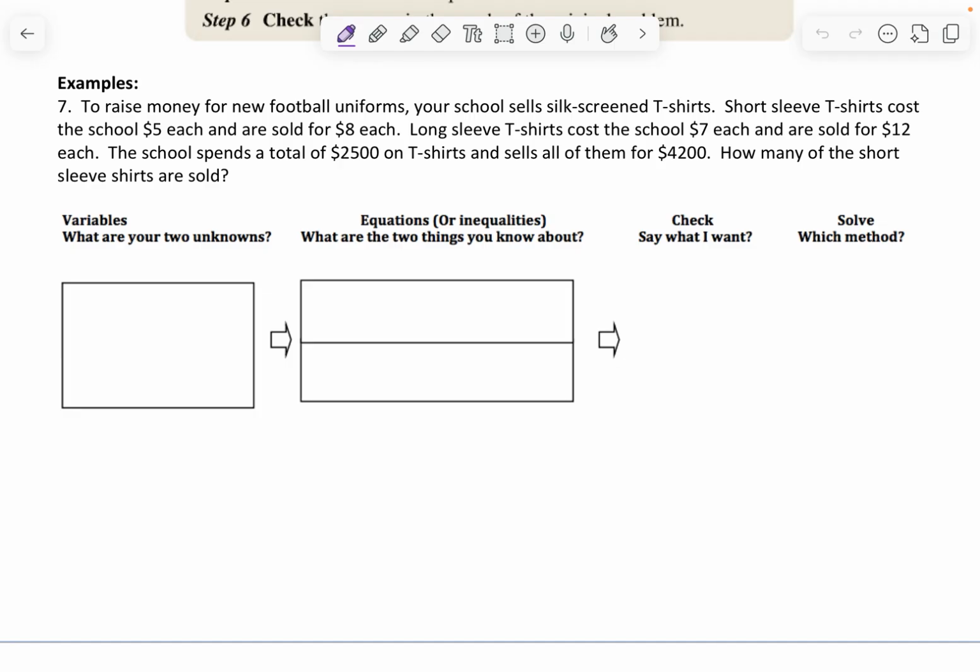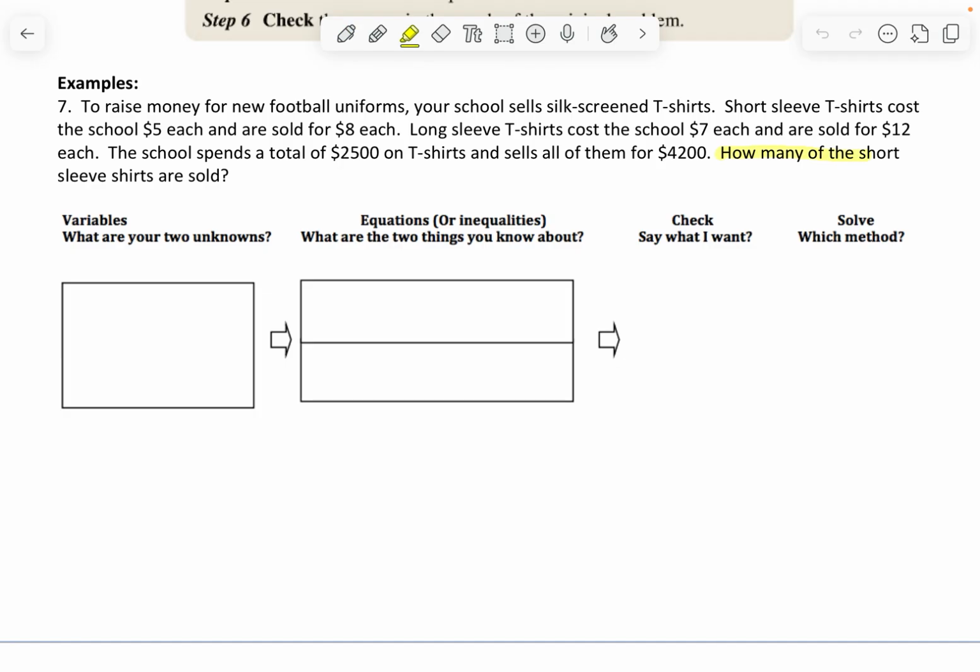Number 7 says, to raise money for new football uniforms, your school sells silkscreen t-shirts. Short sleeve t-shirts cost the school $5 each and are sold for $8 each. Long sleeve t-shirts cost the school $7 each and are sold for $12 each. The school spends a total of $2,500 on t-shirts and sells all of them for $4,200. How many of the short sleeve t-shirts are sold?